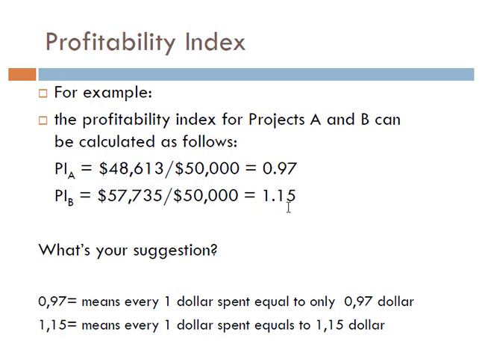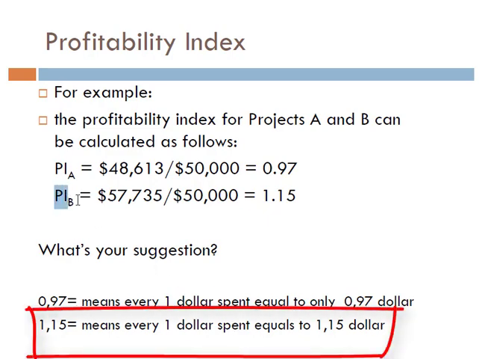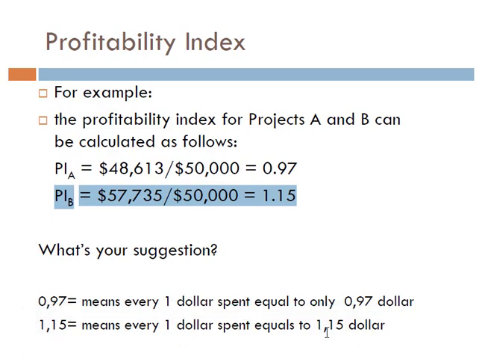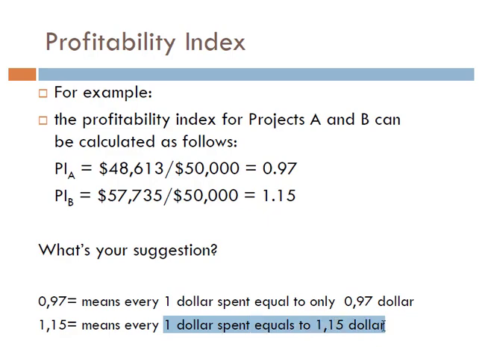So what is the actual definition of PI? It means every $1 spent equals to something. So when we select PI B, every $1 spent equals $1.15. So we have a surplus here because every dollar has a greater value. Compared to the previous one, 0.97, every dollar spent equals 0.97. It means we have little value, so we can neglect project A.